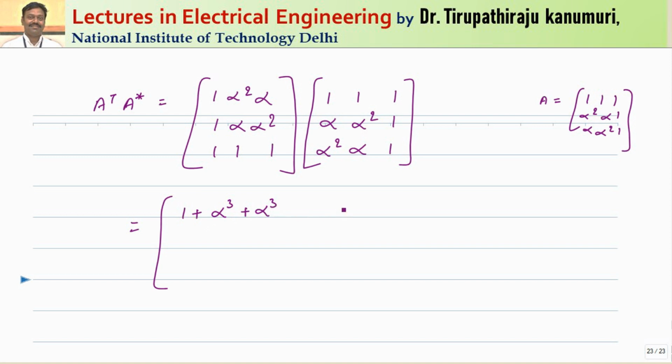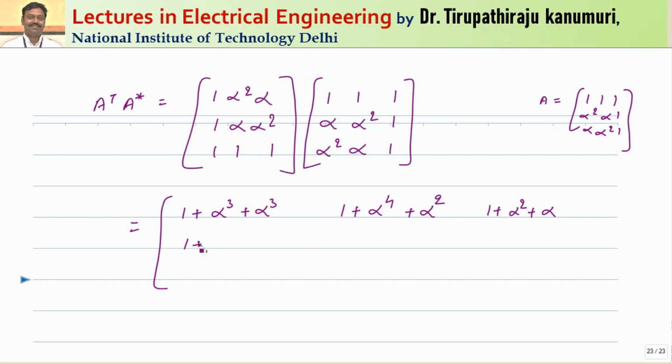So similar is the case for the second one. The second one will be 1 plus alpha square multiplied by alpha square, which is alpha to the power of 4, plus alpha multiplied by alpha, which is alpha square. Agree with me? So the third one, if you are doing this, will become 1 plus alpha square plus alpha.